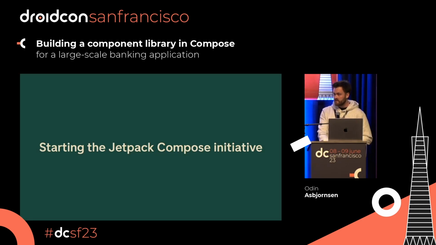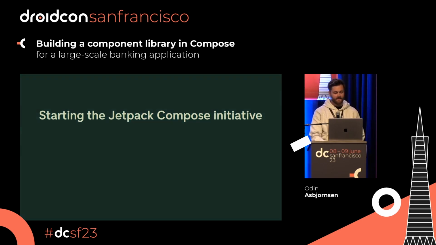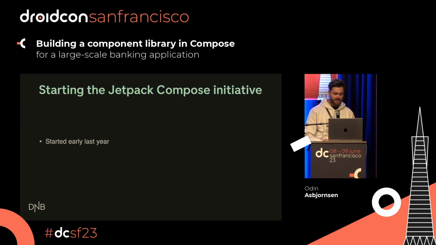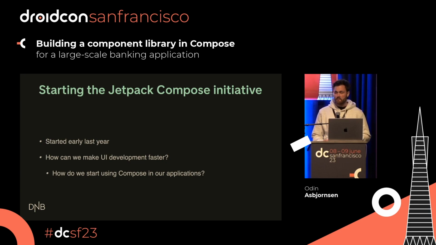So first off, I wanted to talk a little bit about how we started our Jetpack Compose initiative in DNB Bank. This started early last year for us, and we asked ourselves, how can our UI teams develop UI faster? And we went to a lot of different conferences, and we saw a lot of different talks, and we saw a lot from Google, Airbnb, and all of these huge firms, which were talking very highly about Compose. And they also explained a lot how this actually makes your UI development very much faster. So the question quickly became more like, how can we actually start using Compose in our applications?